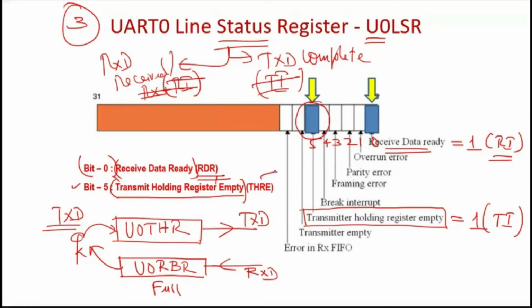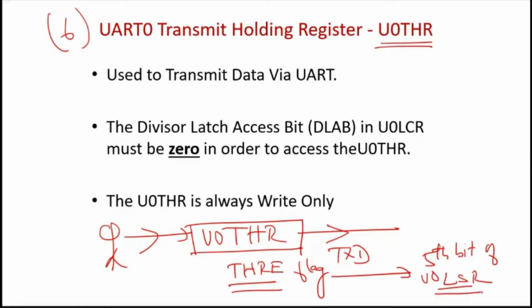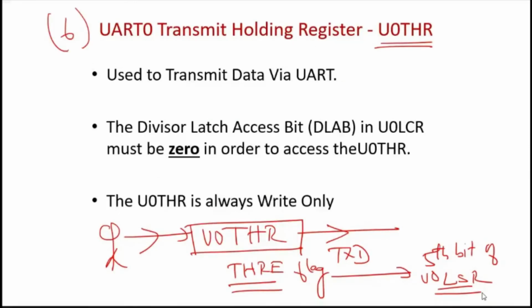Okay, so this is equivalent to your transmit interrupt flag of 8051. That flag is used to tell you that the data that you have transmitted is completely transmitted by the microcontroller. So this is the fifth bit of line status register, UART0 line status register. Are you able to understand? So that's all. Once you know this information, you can do all the necessary things.